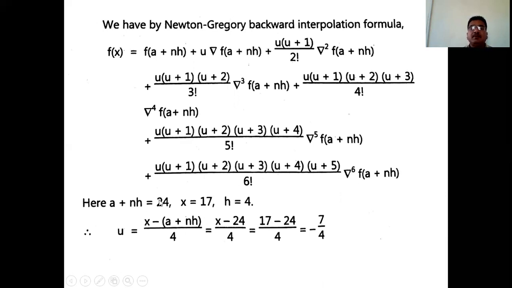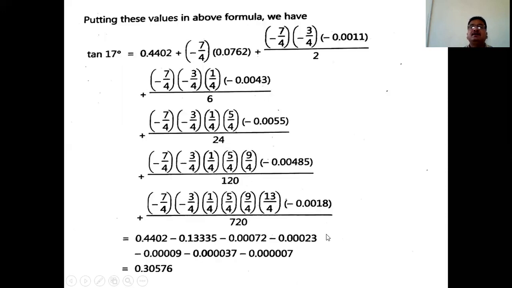So a plus nh means the last point, x means we have to find the value at 17, h is 4, find the value of u, minus 7 by 4, either in fractional form or in point form. Write it as it is in the fractional form. So substitute the values, and then f of 17, that is tan of 17, is this.